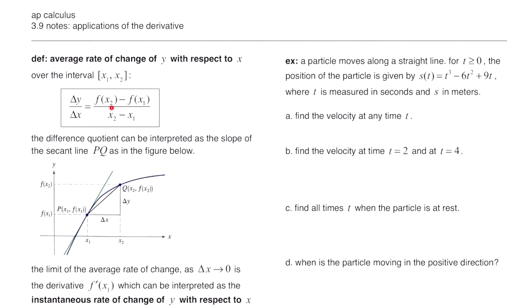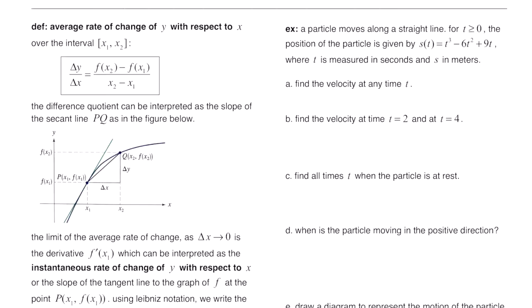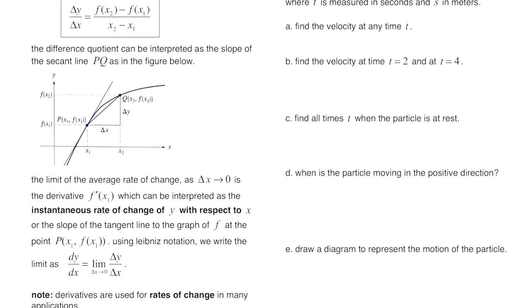We have f of x sub 2 minus f of x sub 1 all over x sub 2 minus x sub 1. Again, it's also known as the difference quotient, and it can be interpreted as the slope of the secant line. You have points P, Q, and it's the slope of the secant line between those 2 points. If we continue down here, we have the limit of the average rate of change as change in x goes to 0 is the derivative f prime of x sub 1, which can be interpreted as the instantaneous rate of change of y with respect to x.